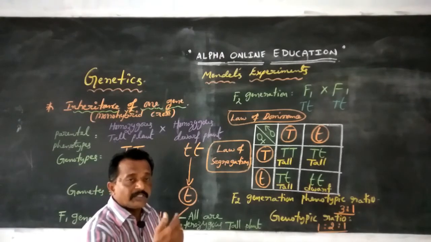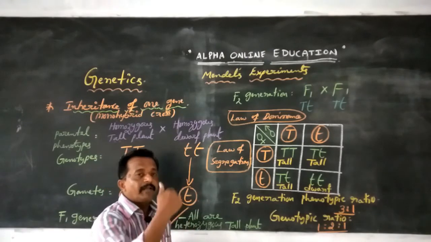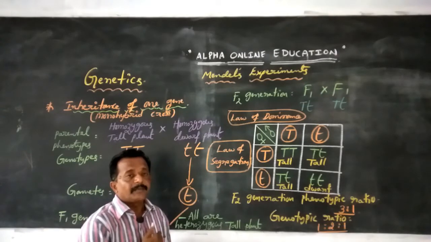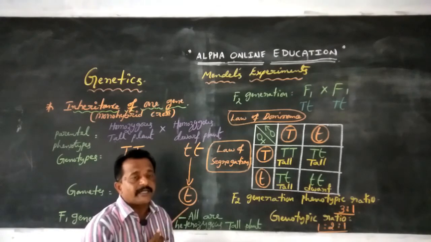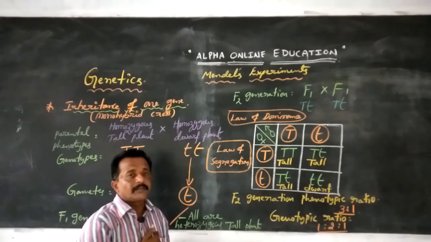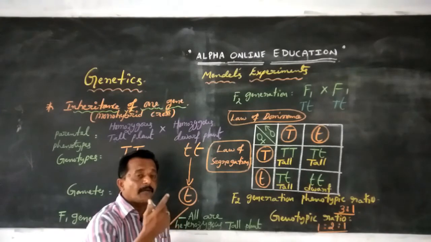This means the first generation are all heterozygous tall plants. Then there will be self-fertilization, that is, F1 crossed with F1. The second generation, the F2 generation, means F1 crossed with F1.